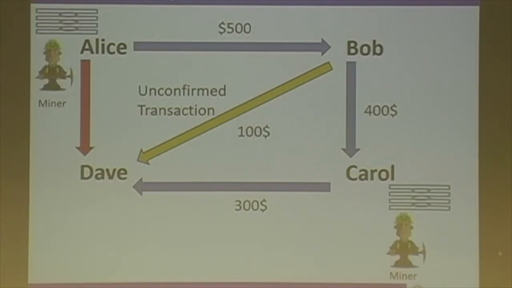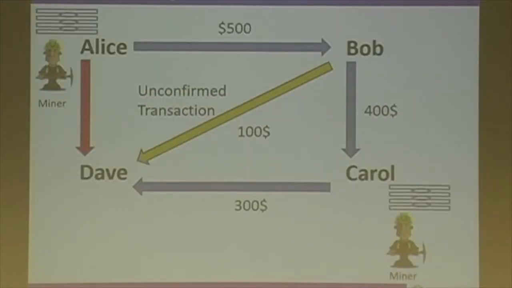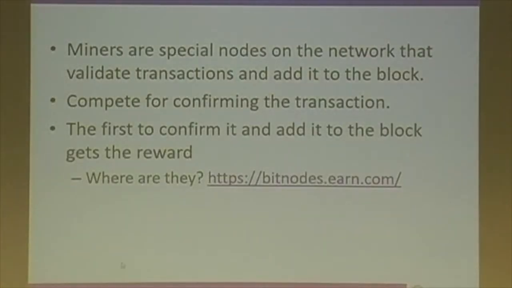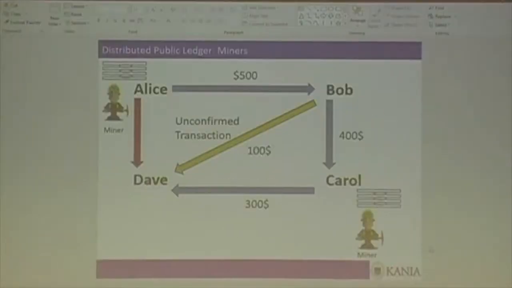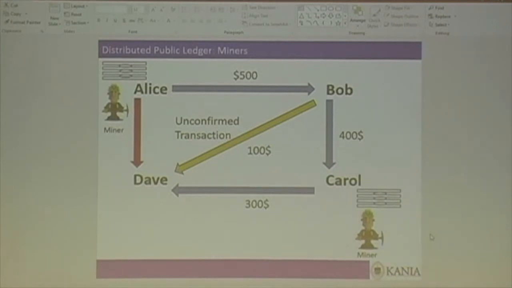Those miners here, what they do is they try to check if Bob has funding to be able to give it to Dave, and if Dave even exists.